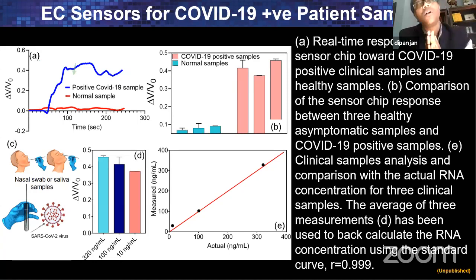We also tested it with other viruses, for example, MERS virus, influenza virus, yellow fever, SARS-CoV-1, and some other coronaviruses, and there is no cross-reactivity with our sensor. So we can easily say that our sensor has almost 100% specificity, and it really does not cross-react with any of these viruses.